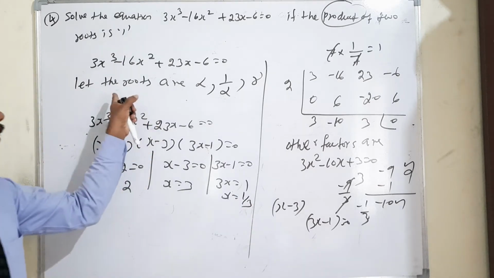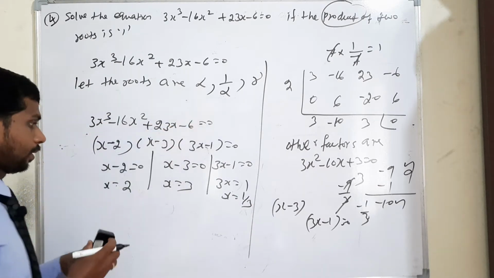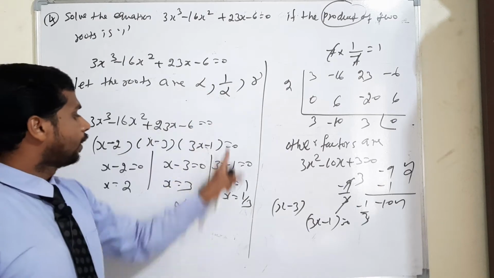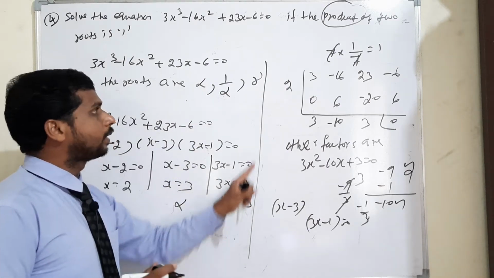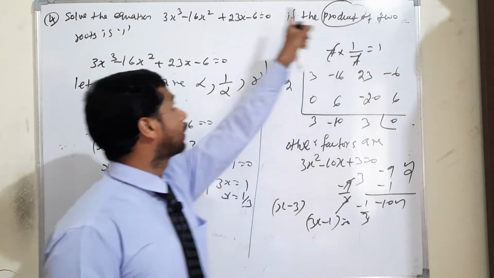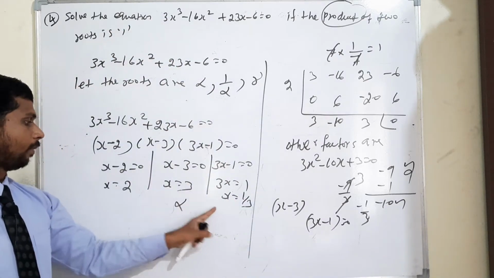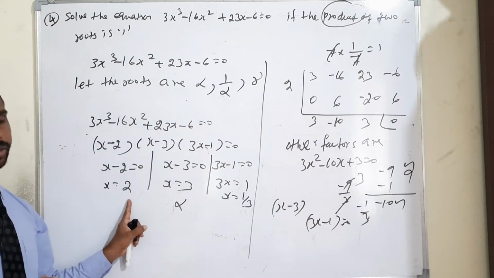Look at this. Already we considered the roots alpha, which means the reciprocal of the same number. So 3 into 1 by 3 gives the product of the two roots, so 1 will come. Then this is called gamma. Okay, this is our final answer.